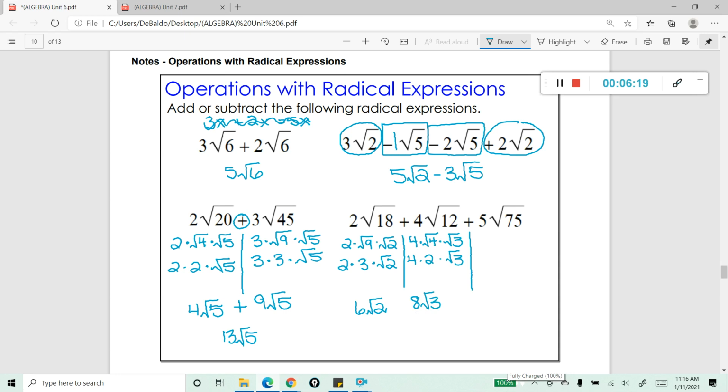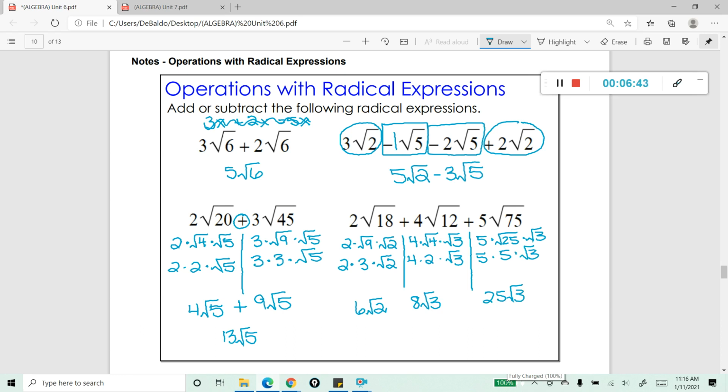I've got one more to simplify. So I've got 5 times, I'm going to break it into root 25 and root 3. And that, of course, simplifies into 5 times root 3. Smush it together, 25 root 3. Okay, the only thing I did there was simplify each of those radicals.